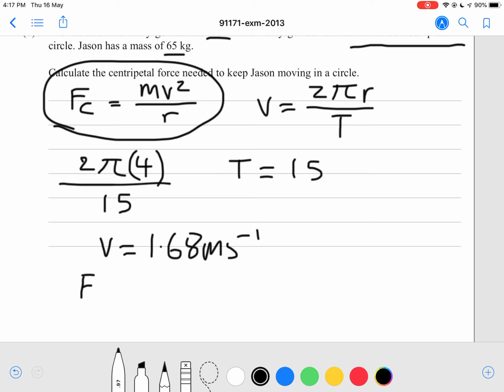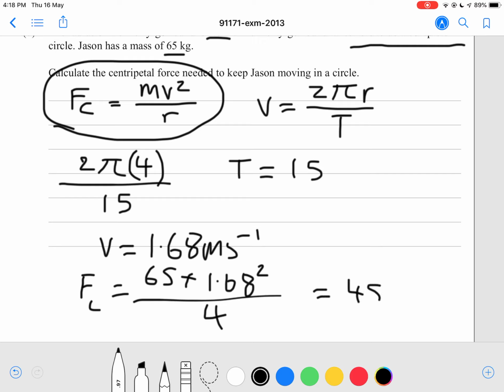So we can say FC is equal to 65, that's the mass, times 1.68 squared divided by the radius, which is 4. Now just plug into your calculator. If you're at home watching, you should be getting 45.86, or just say 45.9 newtons. And that should be your final answer here.